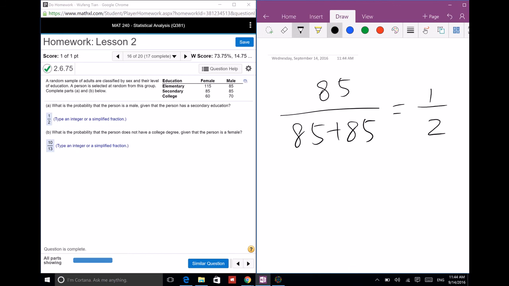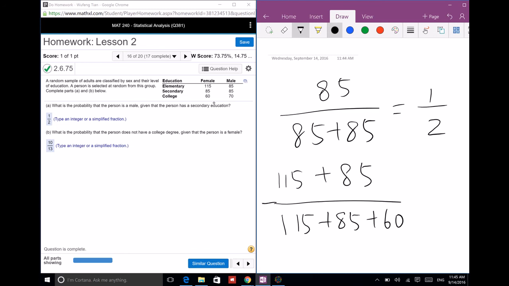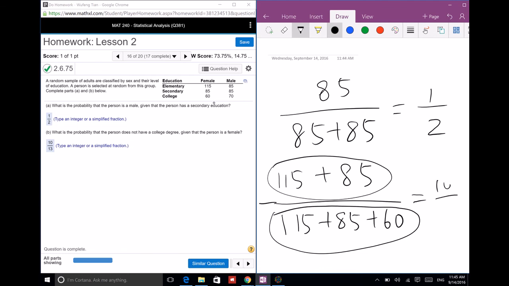Okay. Second one, what is the probability that a person does not have a college degree given that the person is a female? How many females do we have? We have 111 plus 85 plus 60. That's the total number of females. You can see that in the first column. But what's the probability that they don't have a college degree? They don't have a college degree is 115 had elementary, 85 have secondary. This is the number of females who do not have a college degree, over the total number of females. And this is the probability, which is 10 out of 13.